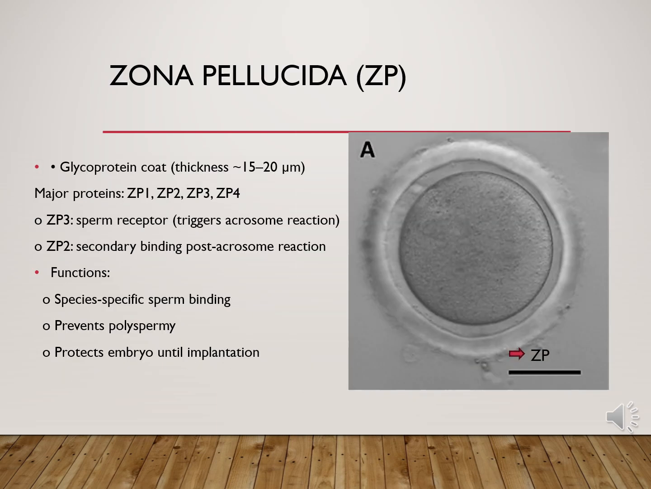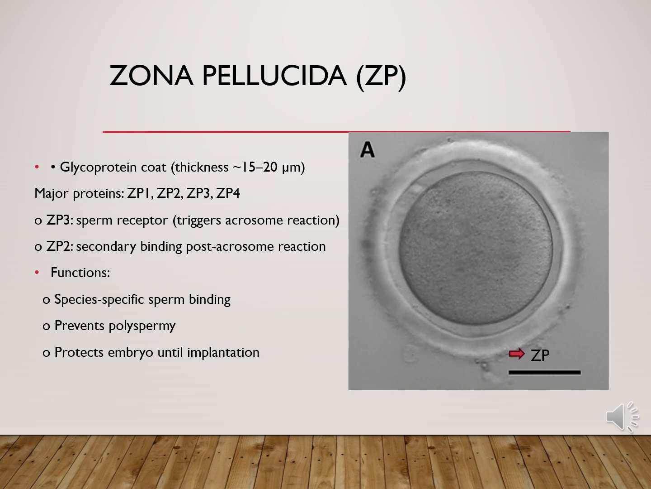The zona pellucida is a glycoprotein coat, approximately 15 to 20 micrometers thick, surrounding the oocyte. Proteins present are ZP1, ZP2, ZP3, ZP4. ZP3 is the primary sperm receptor. It triggers the acrosome reaction. ZP2 is for secondary binding.